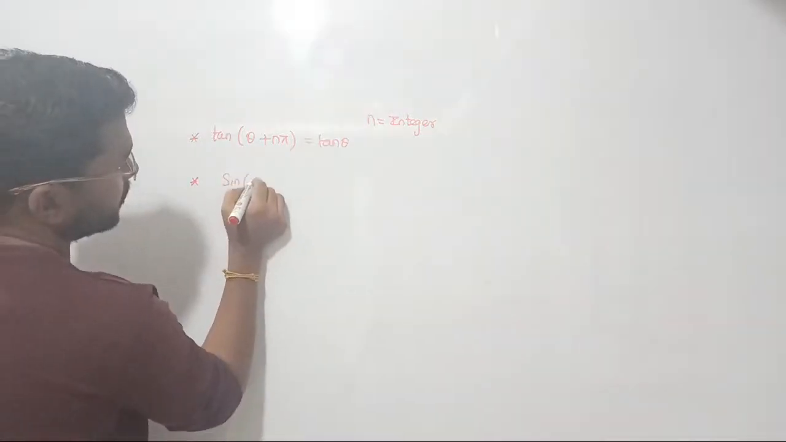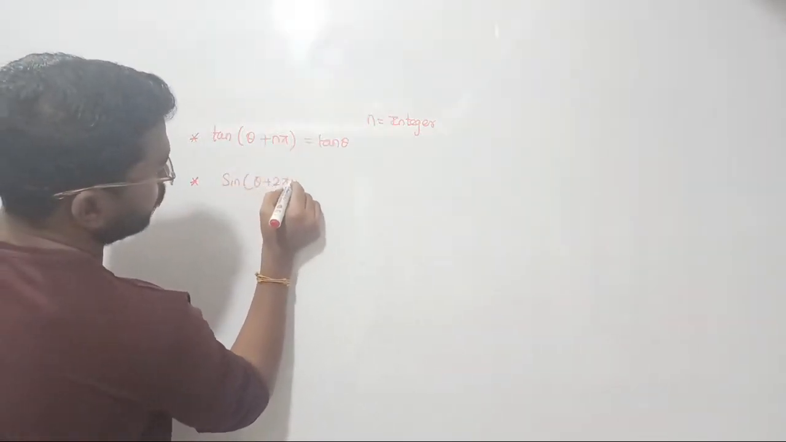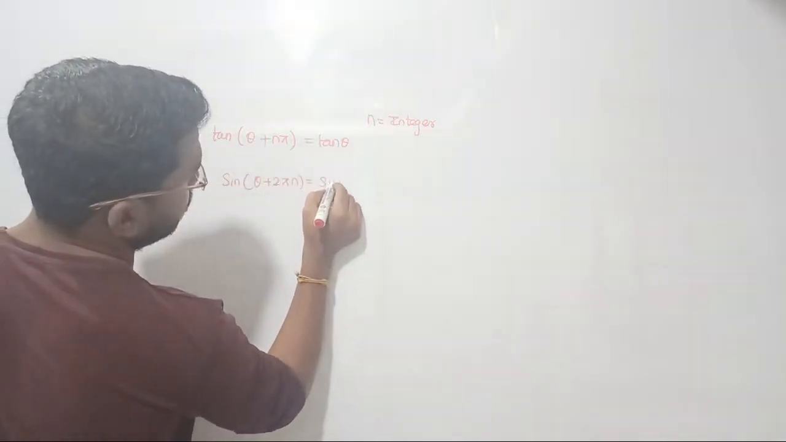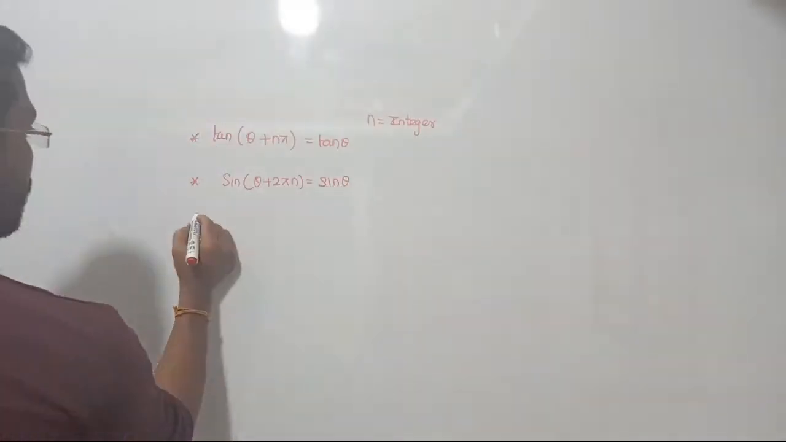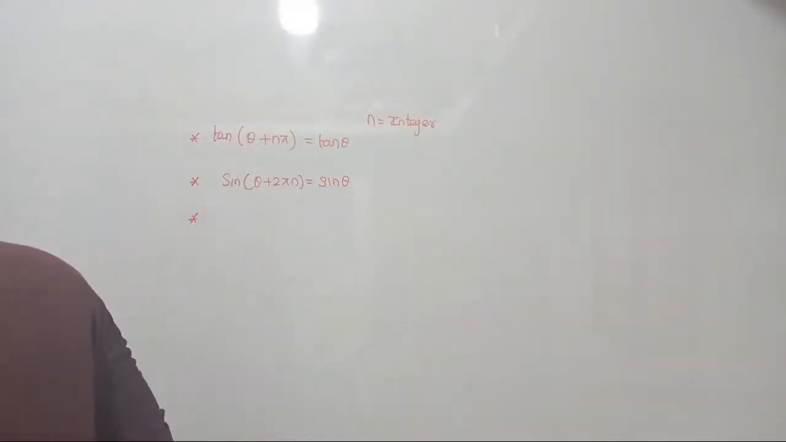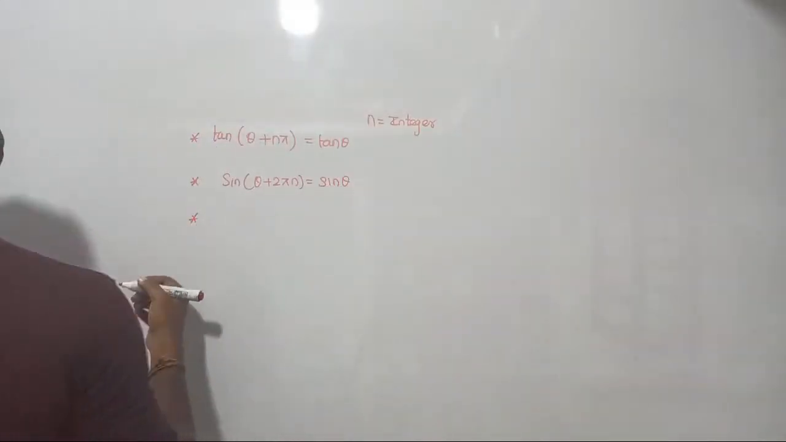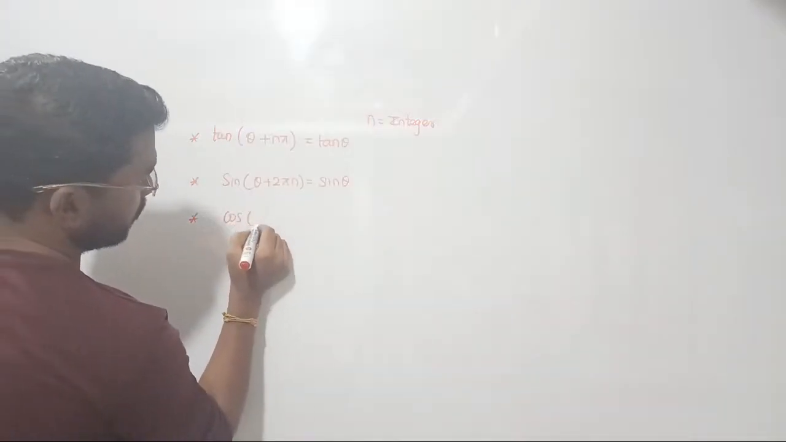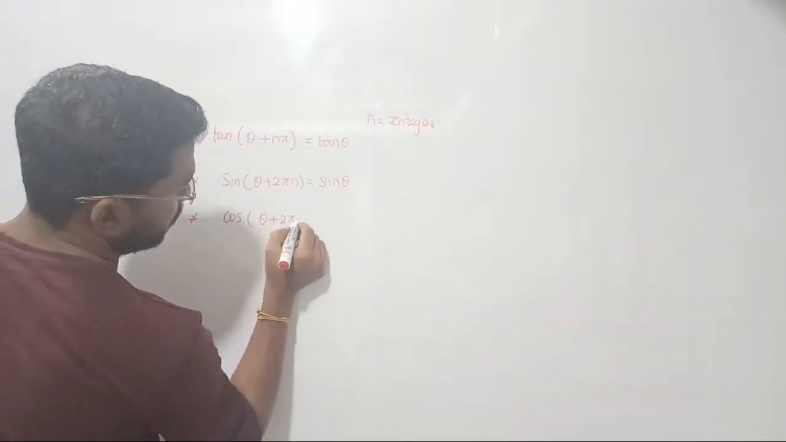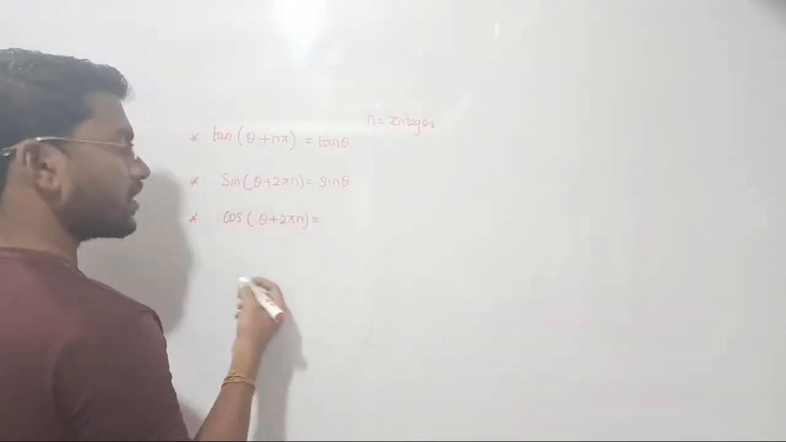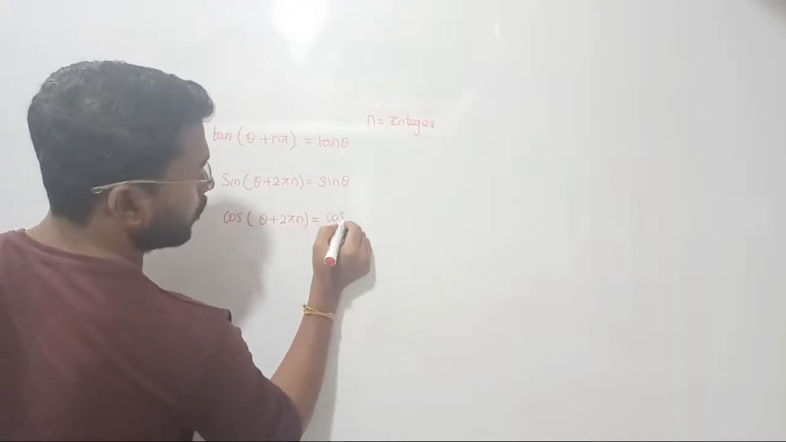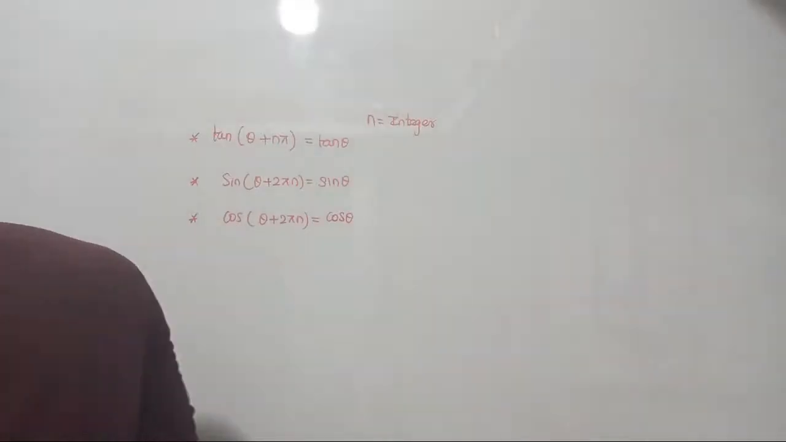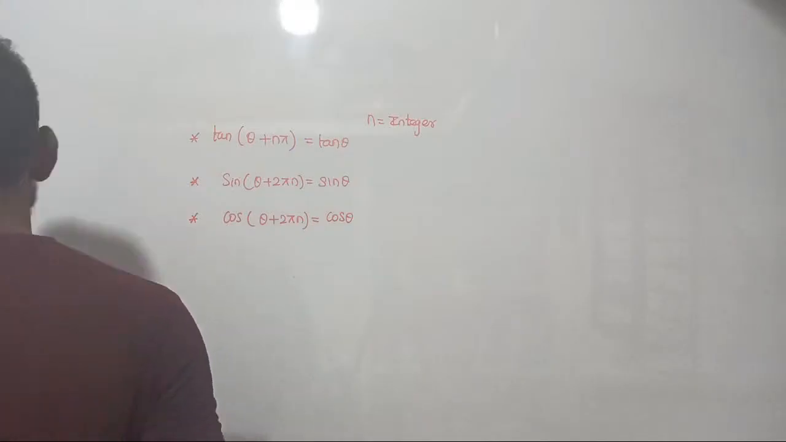So sine of theta plus 2 pi n is equal to sine theta. Next, I took cos of theta plus 2 pi n. These things we already observed. So cos of theta plus 2 pi n is also equal to cos theta.